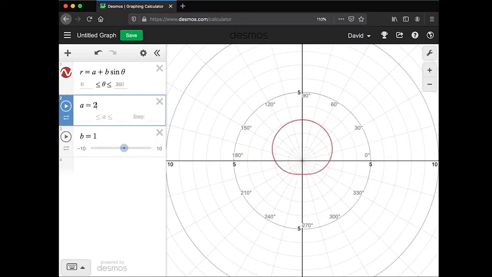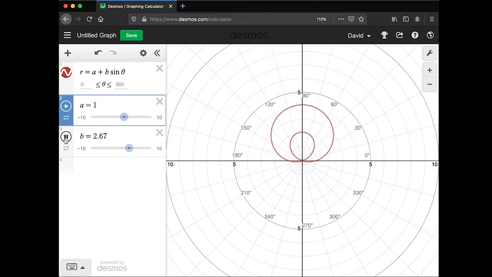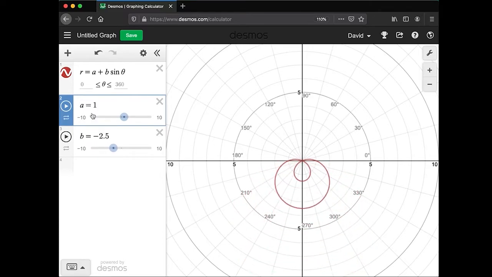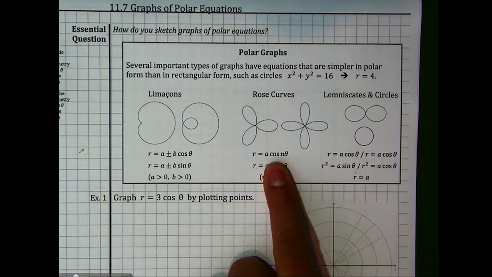We can actually just type in 2 or 1. And now let's change the value of B. What happens as the value of B gets larger or smaller? And we can change that to cosine. Those are limacons. The next ones are the Rose curves.